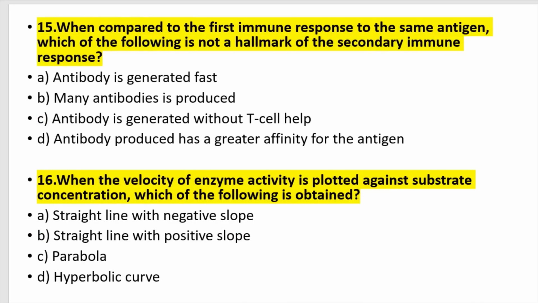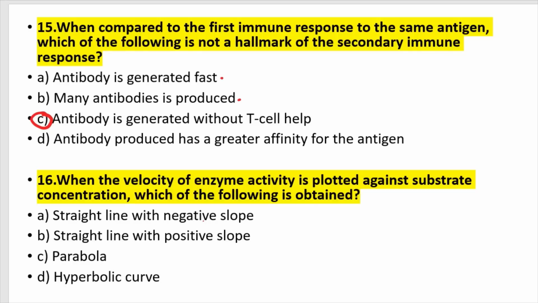15. When compared to the first immune response to the same antigen, which of the following is not a hallmark of the secondary immune response? Antibody is generated first, this is true. Many antibodies are produced, this is true. Antibody is generated without T helper cells. Antibody produced has a greater affinity for the antigen. So the answer here is this, because antibody is generated with the help of the T helper cells.